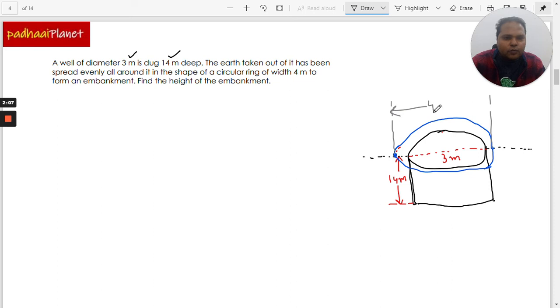This is 4 meter. That means the external diameter of the ring or of the embankment is 4 meter, and the internal diameter is from here till here. That's the internal diameter, and that's 3 meters. Now what we need to find out is the height of the embankment. So the mud is placed on this so that there is an embankment, and we need to find out the height of this embankment, right?